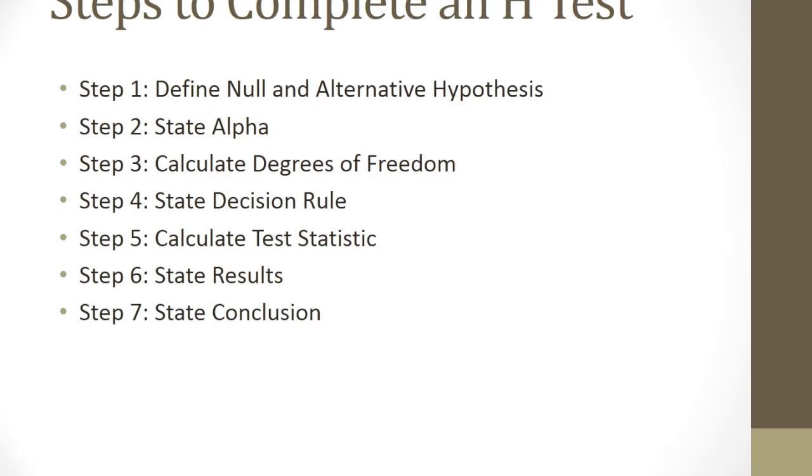The following steps are used to complete an H-test. The first step is to define the null and alternative hypothesis. Step 2 is to state the alpha. Step 3, calculate degrees of freedom. Step 4, state the decision rule. Step 5, calculate the test statistic. Step 6, state the results. And finally, step 7, state the conclusion.